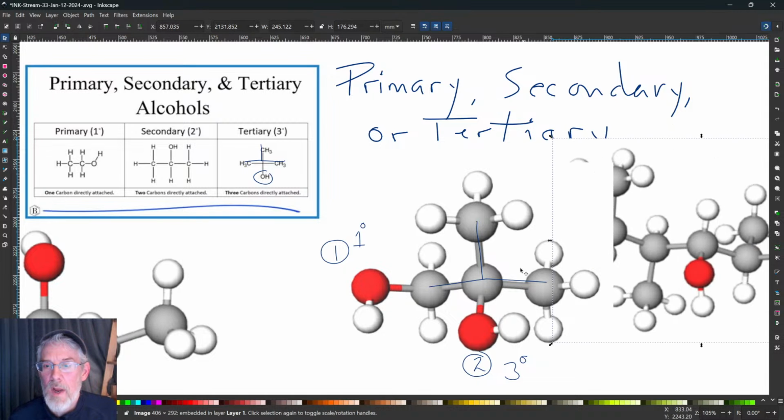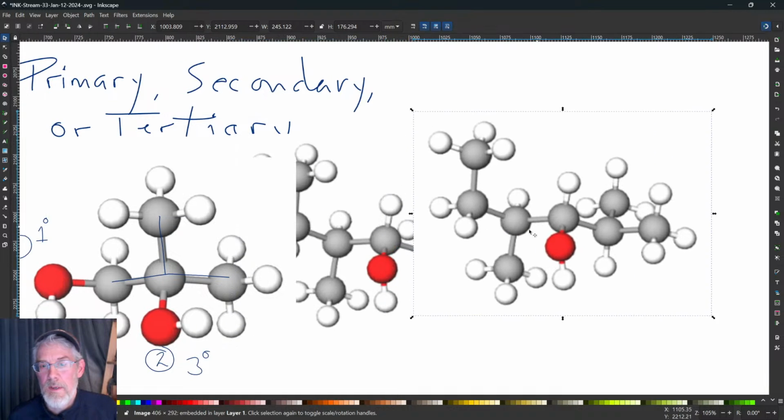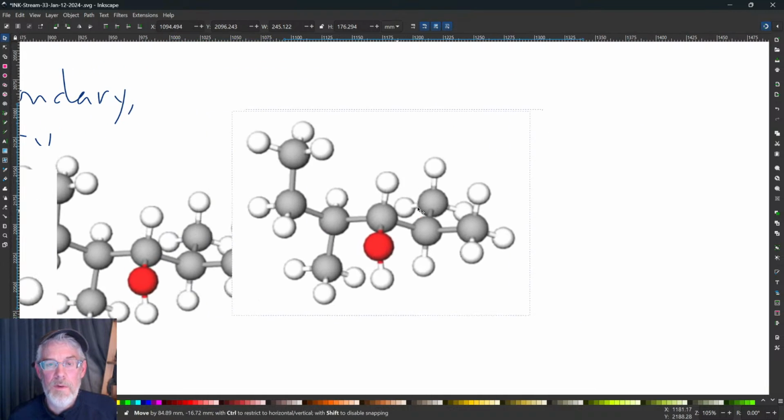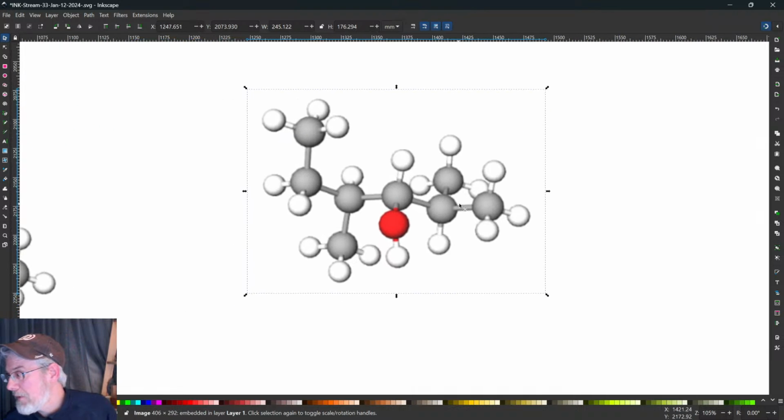All right, well, let's try one last one here without the chart. Let's move it way over here. What type of alcohol do we have for this one?